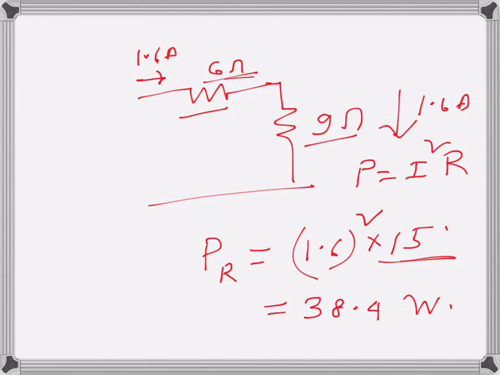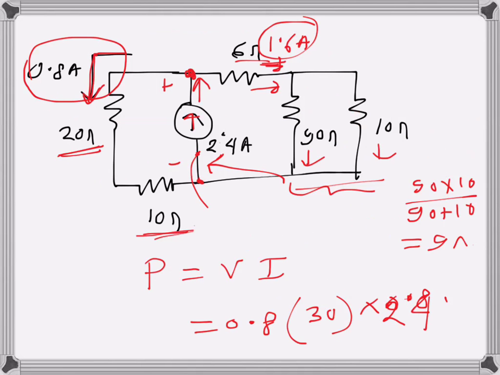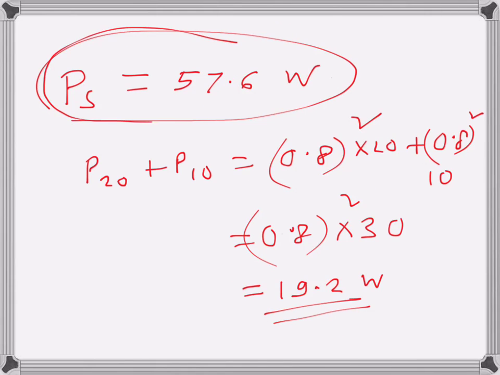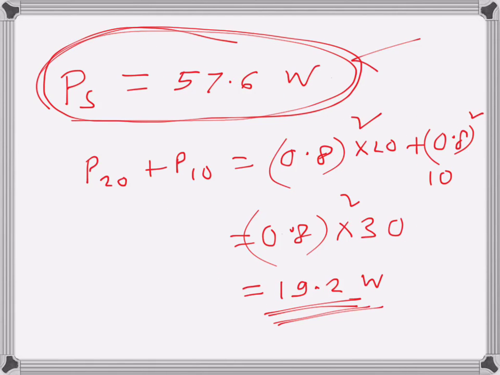So the total dissipated power is 38.4 plus 19.2. If I add them, I will get the supplied power, which is 57.6 watts. So that's what it should be. The supplied power should be equal to the dissipated power. So this one plus this one is equal to the supplied one, which is this one.